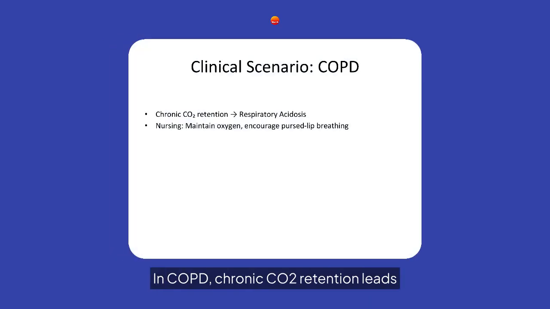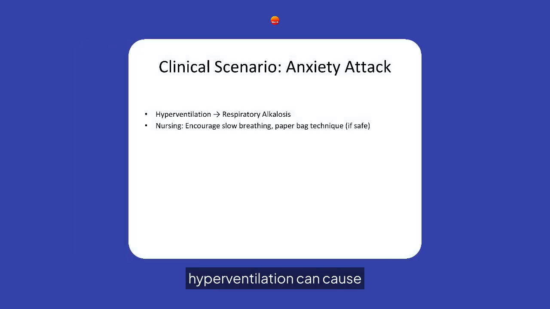In COPD, chronic CO2 retention leads to respiratory acidosis. Nursing interventions focus on maintaining oxygen levels and encouraging pursed lip breathing to improve ventilation and reduce CO2 levels, thereby addressing the underlying imbalance. During an anxiety attack, hyperventilation can cause respiratory alkalosis.